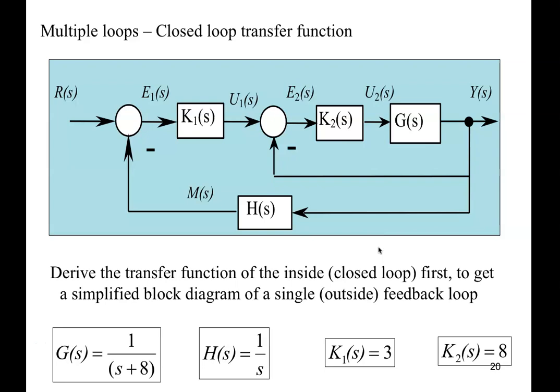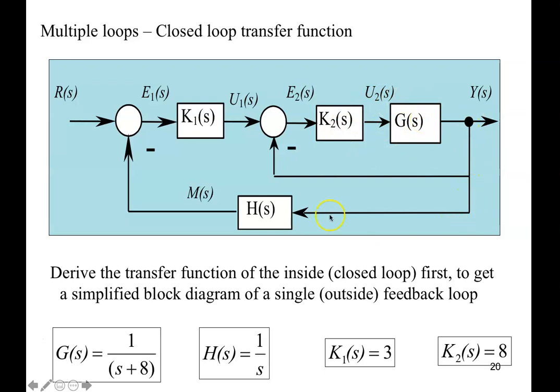So in this case, on this slide, what I have here is a two-stage control. I have a G(s), which is the object for control. That's my plant or the process. I feed this back to here. And then there's a controller here called K2 to try to control the behavior of G(s).